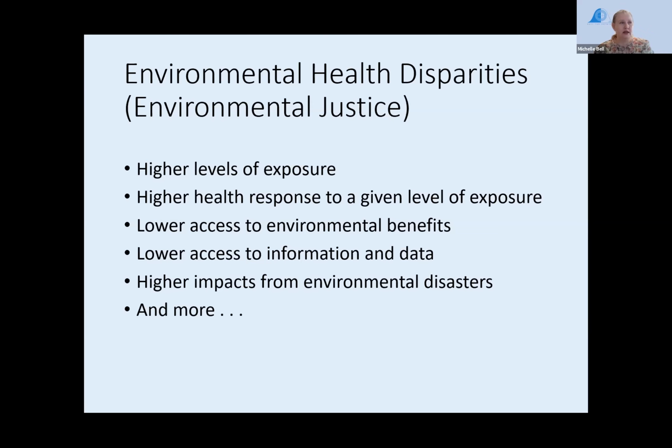And I view this as another area of inequity. And then we could think of many others. One is high impact from environmental disasters. Which communities have the capacity to respond to an environmental disaster or climate change and which don't, and more.